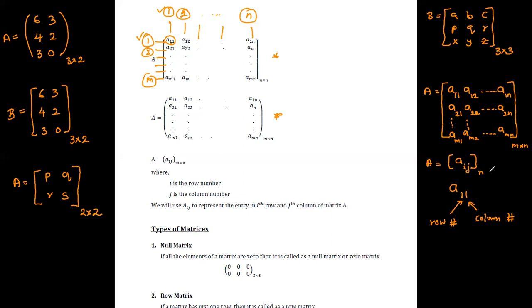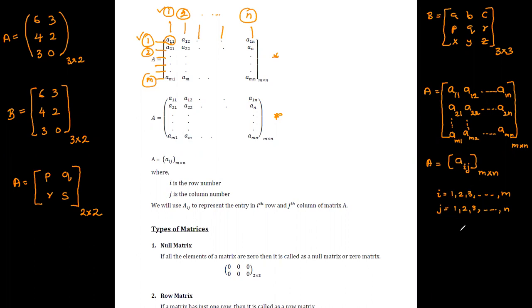Here we can say that the order of this matrix is m by n. If you look at the possible values of i and j, i goes from 1, 2, 3 up to m, where i is the row number, and j goes from 1, 2, 3 up to n. Therefore, this is how we are denoting the row and column numbers.